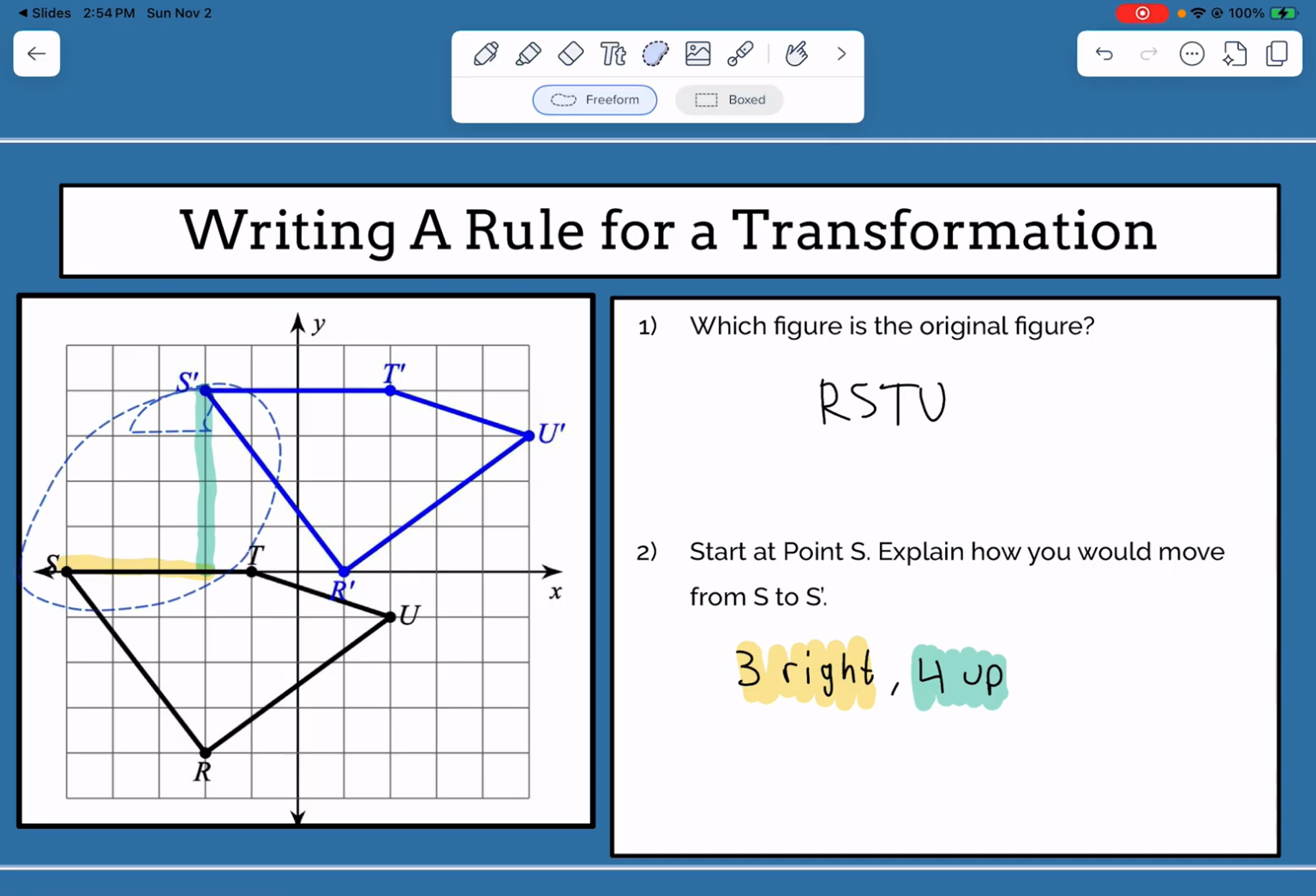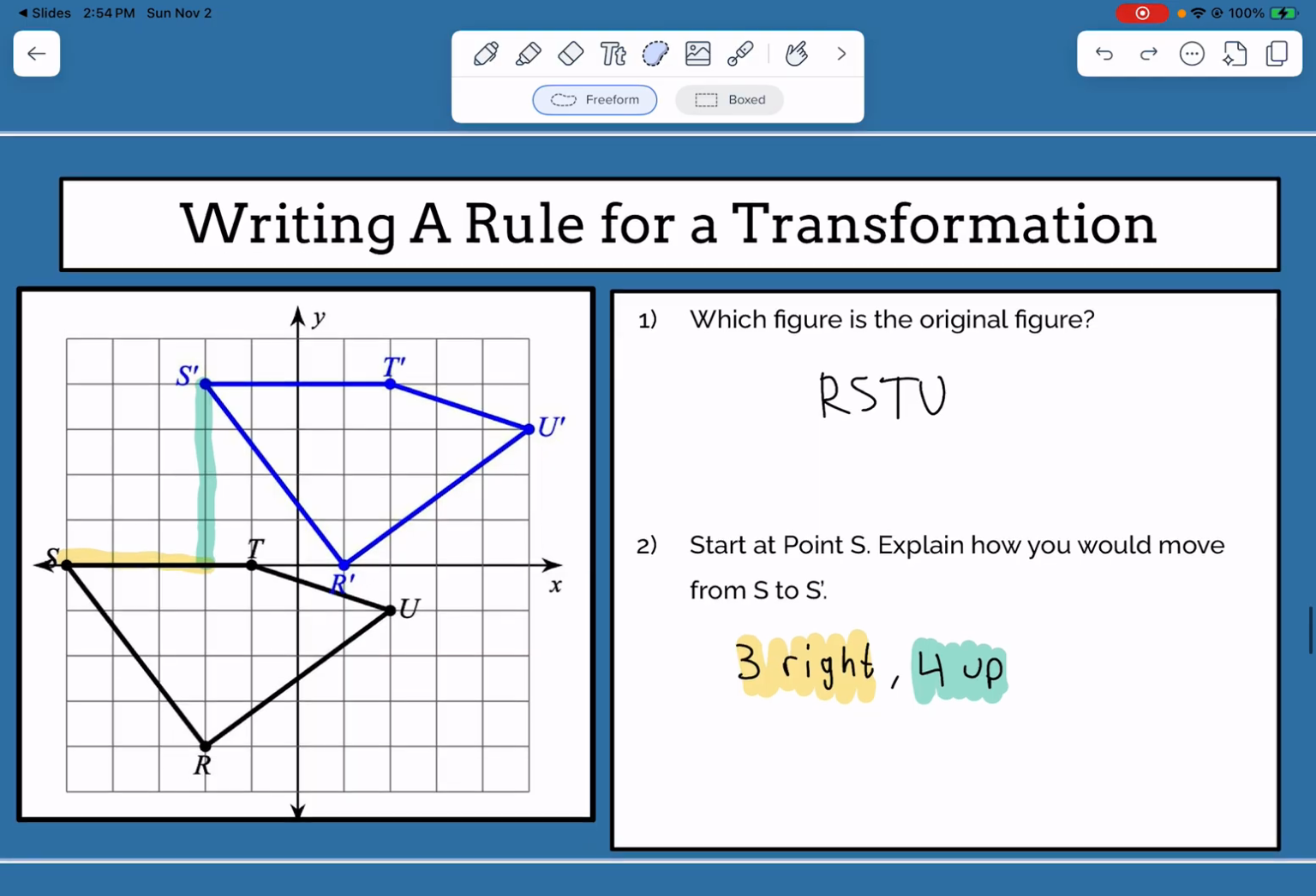All right, and that will actually work for any of the points from R to R prime, from T to T prime, and so on. I'm not going to leave those there. I feel like it might look a little confusing, but it'll work for any of those 4 relationships.